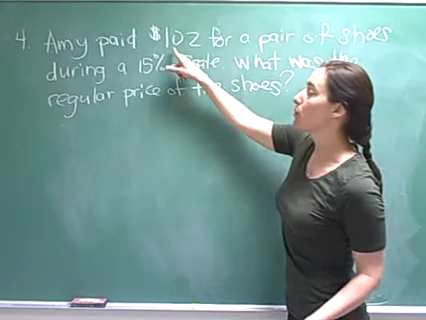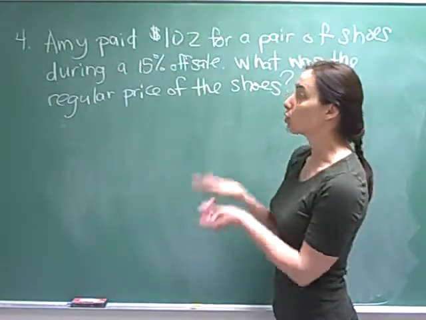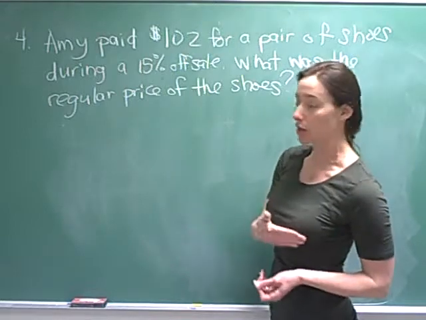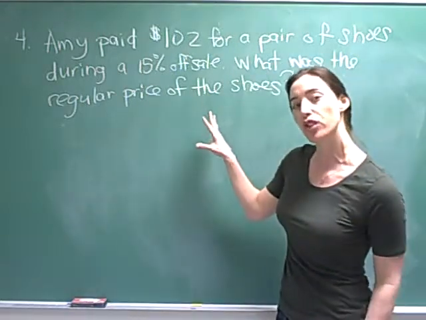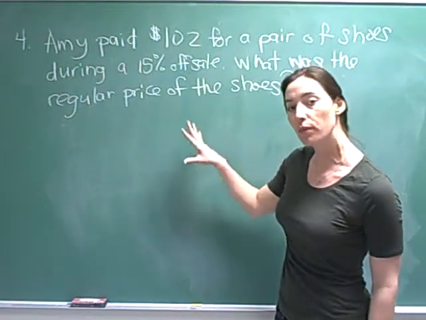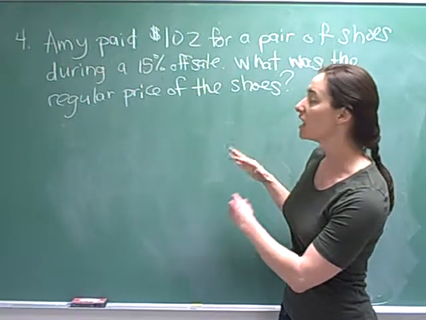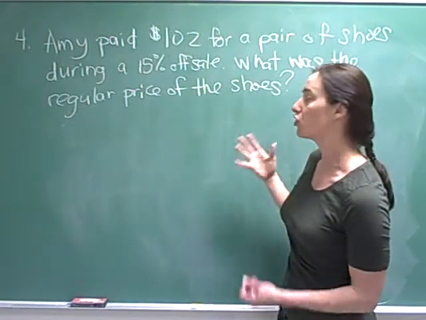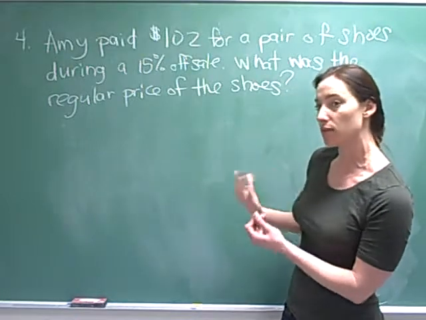So we know how much she paid for the shoes at the discounted rate. We want to find out what the shoes originally cost before the sale started. So I'm going to approach this problem kind of like I approached the tax problem that we did in class. I'm going to make myself a little template, and it's not a mathematical equation or anything. It's just kind of how I approach the problem, what I think about when an item's on sale.